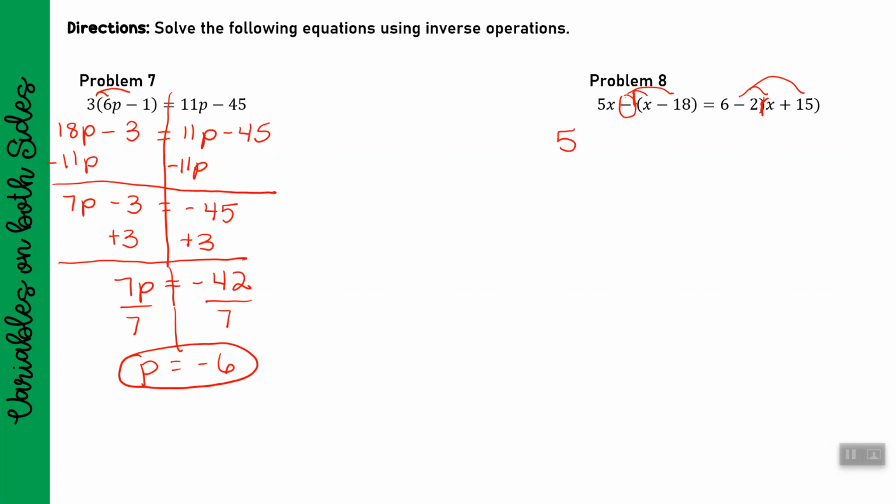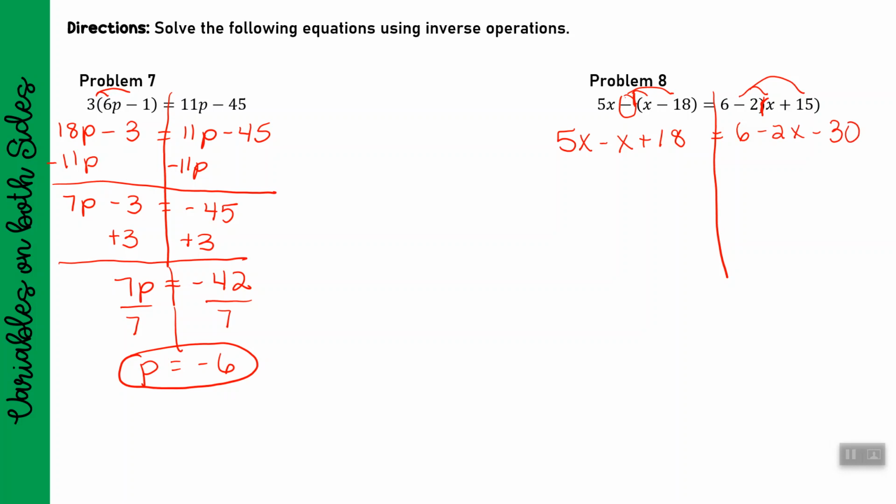So carry down my 5x. So minus x plus 18. That negative in front just switched my signs. And then 6 minus 2x minus, not 15, 2 times 15 is going to get me 30.